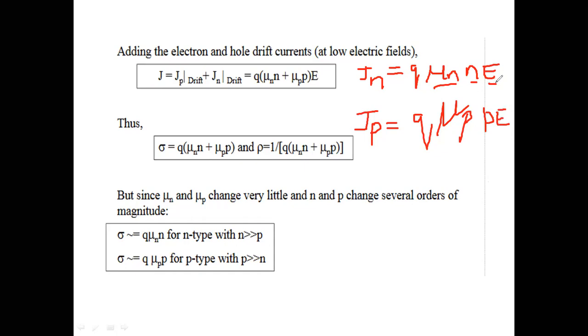So if I add both of these, Q into mu n into n into E plus Q into mu p into p into E, I will get the total current density J. This is called drift current.